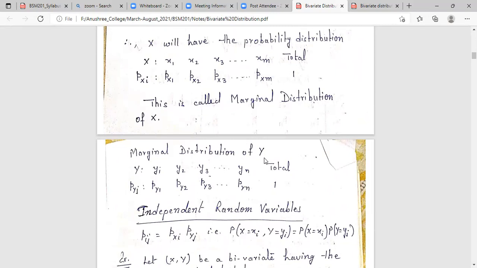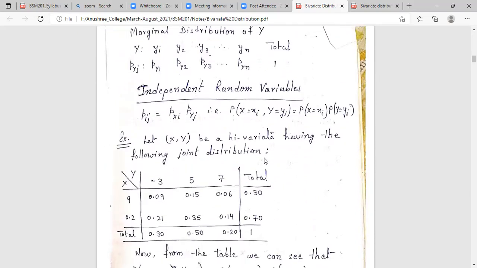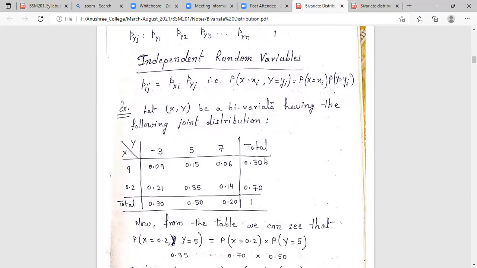Now come to the concept of independent random variables. If we have two random variables, they are said to be independent of each other if Pij can be written as P(xi) into P(yj). Or else you can say Pij, meaning P(X equals xi, Y equals yj), will be equal to P(X equals xi) into P(Y equals yj). Then only we can say that the two random variables X and Y are independent.